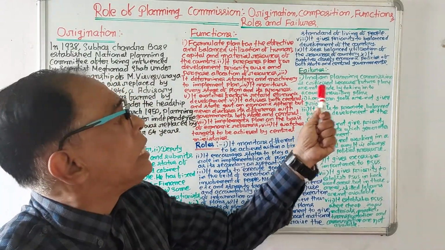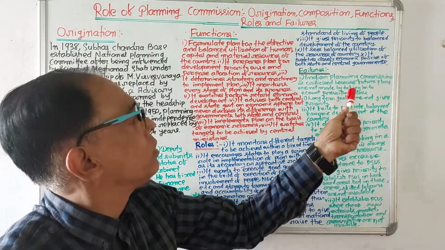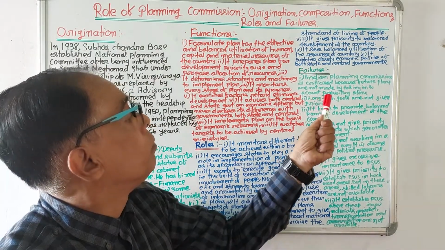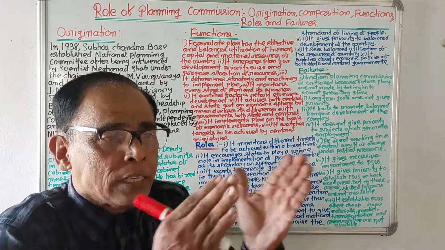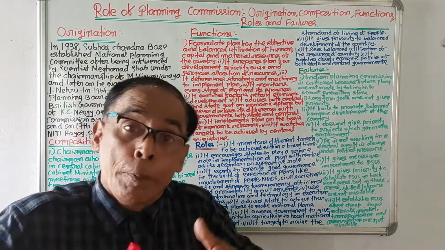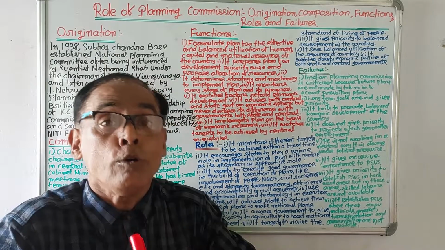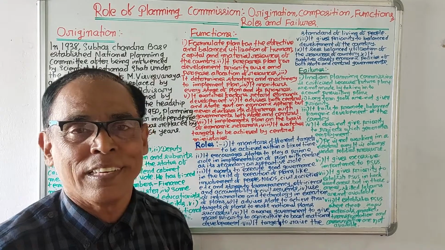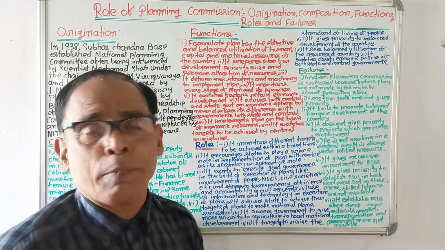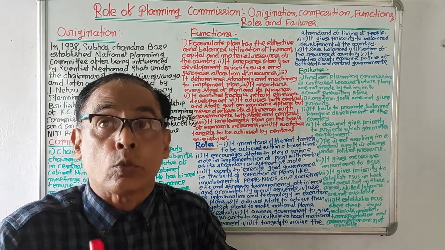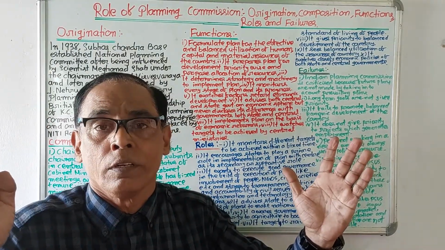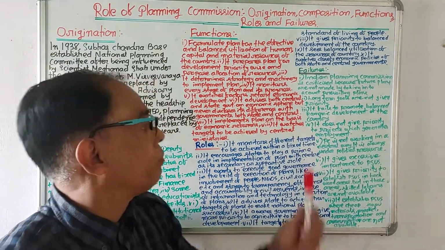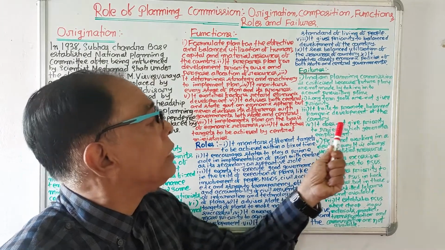Number one, the Indian Planning Commission has been criticized because it prepares future plans without considering past plans and prevailing plans. Number two, long-term goals are not given priority. Planning Commission is not giving importance to long-term goals; it gives priority to short-term goals. So it is criticized.